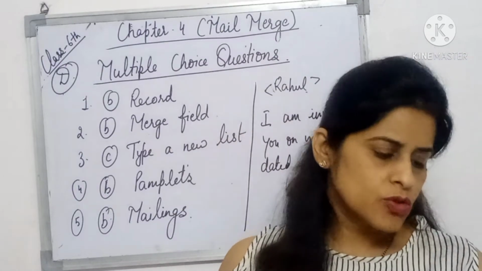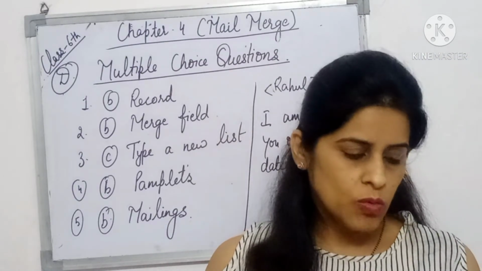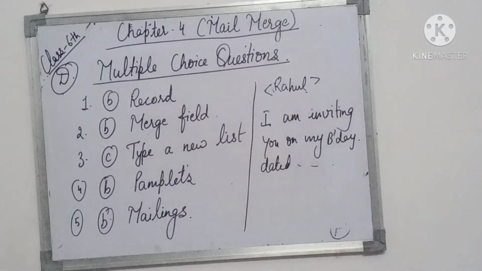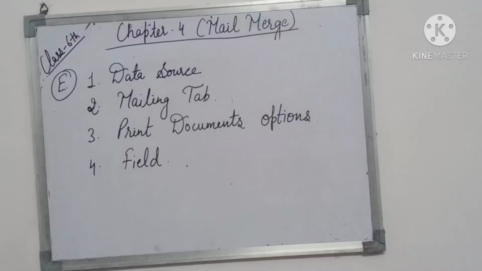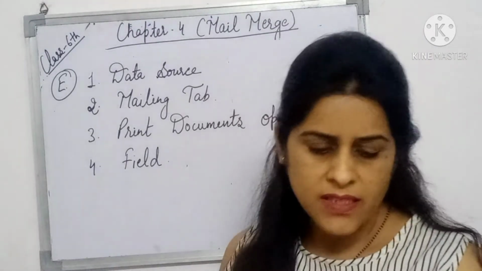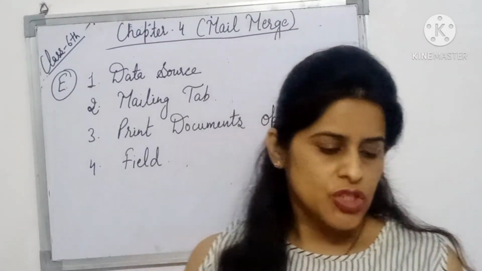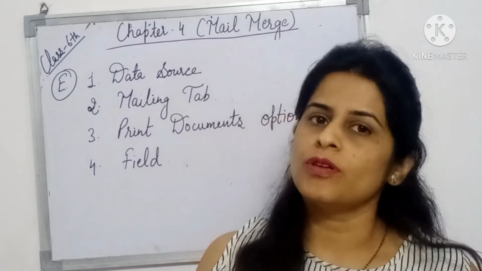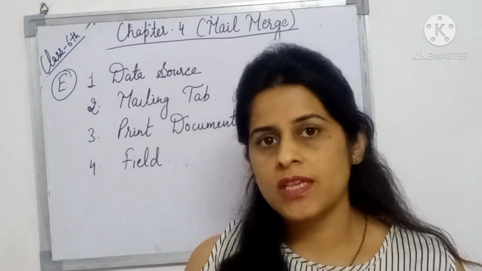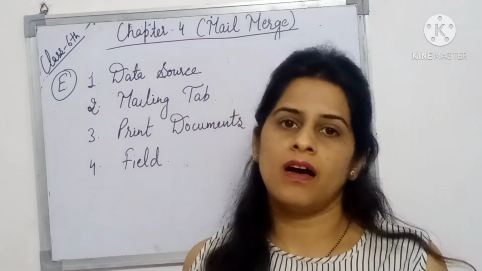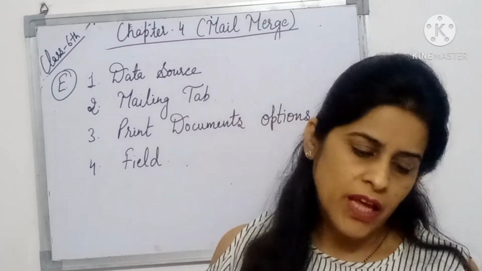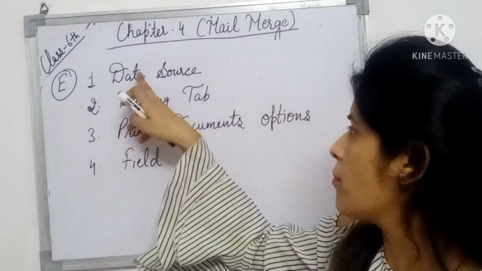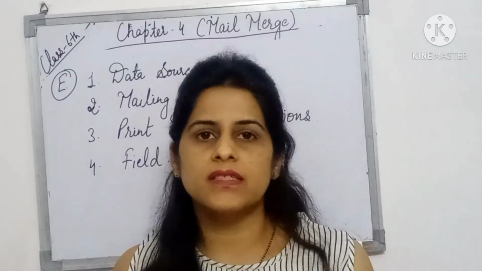Now we are moving to part E, that is answer in one word or one sentence. Next is answer in one word. First question is: in the mail merge, where do we organize the data in the tabular form? Many times we have read these questions, and many times we have done this question also. We can organize the data in the tabular form in the data source, that is known as the data source.